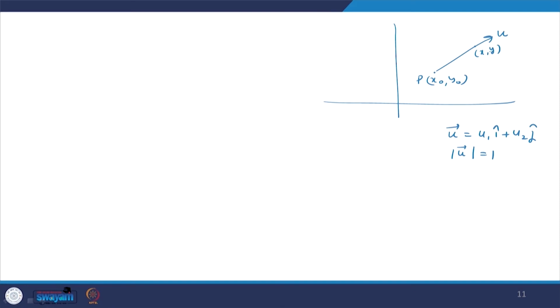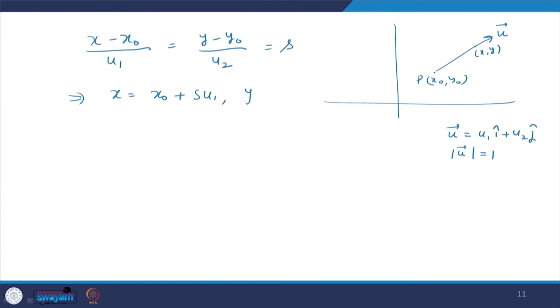Okay. So, how can you find the equation of this line in the direction u? The equation of line can be found by x minus x naught upon u 1 is equal to y minus y naught upon u 2, because x minus x naught and y minus y naught are DRs of this vector and u 1 u 2 are also DRs, direction ratios, of this vector and both are parallel. So, the ratios will be same. Suppose it is equal to s. What this implies is x is equal to x naught plus s u 1 and y is equal to y naught plus s u 2.